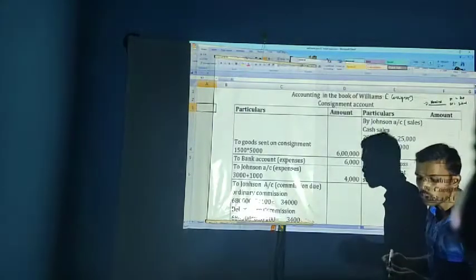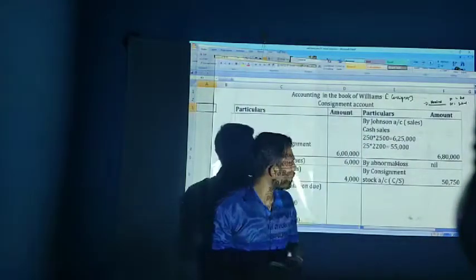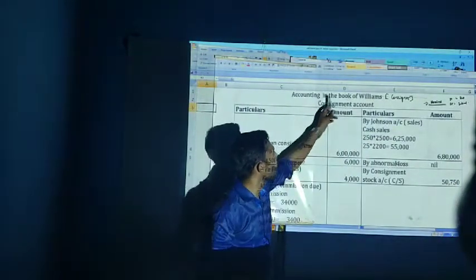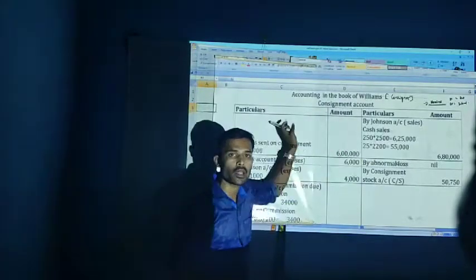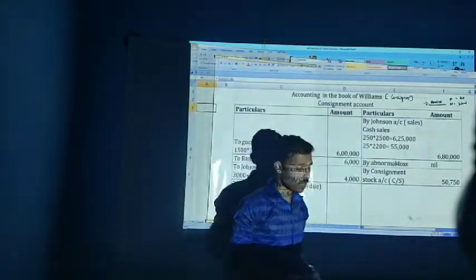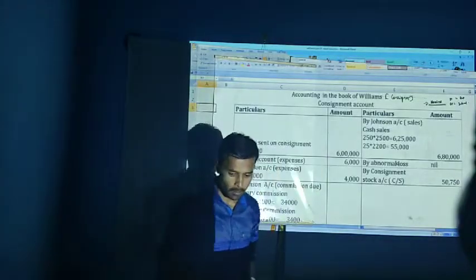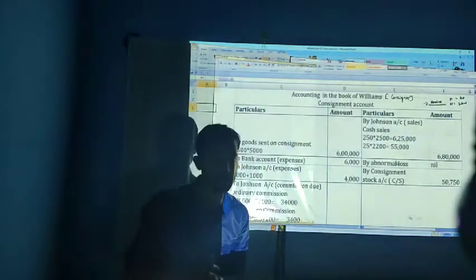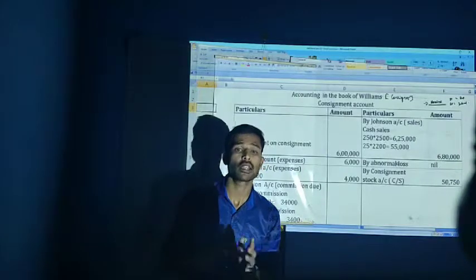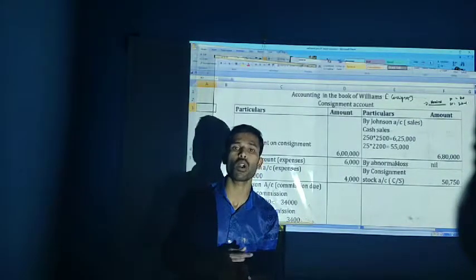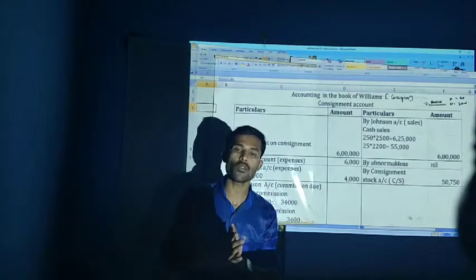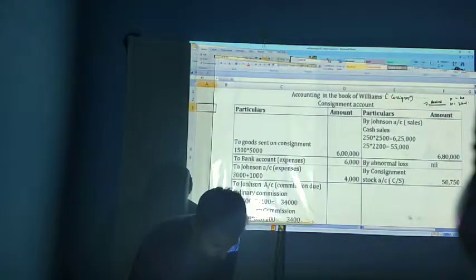Right? Now, we are going to record the entries in the books of the consignor in the consignment account. Debit to expenses, credit to income as we go along. But before the preparation of the consignment account, what is step number 1? Step number 1 is valuation of closing stock.